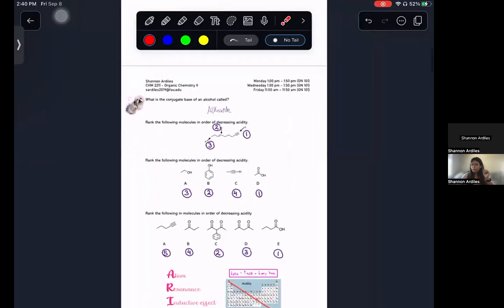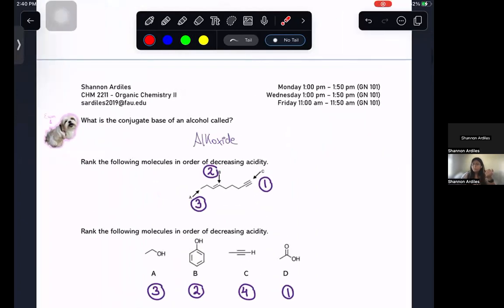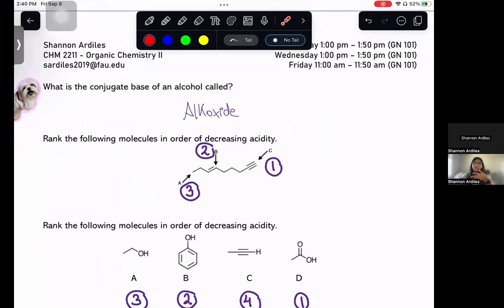Okay, and then the next thing that we talked about was acidity. We were talking about the conjugate base of an alcohol, specifically the name. It's going to be an alkoxide, so keep that in mind. That's just the common name for any deprotonated alcohol.